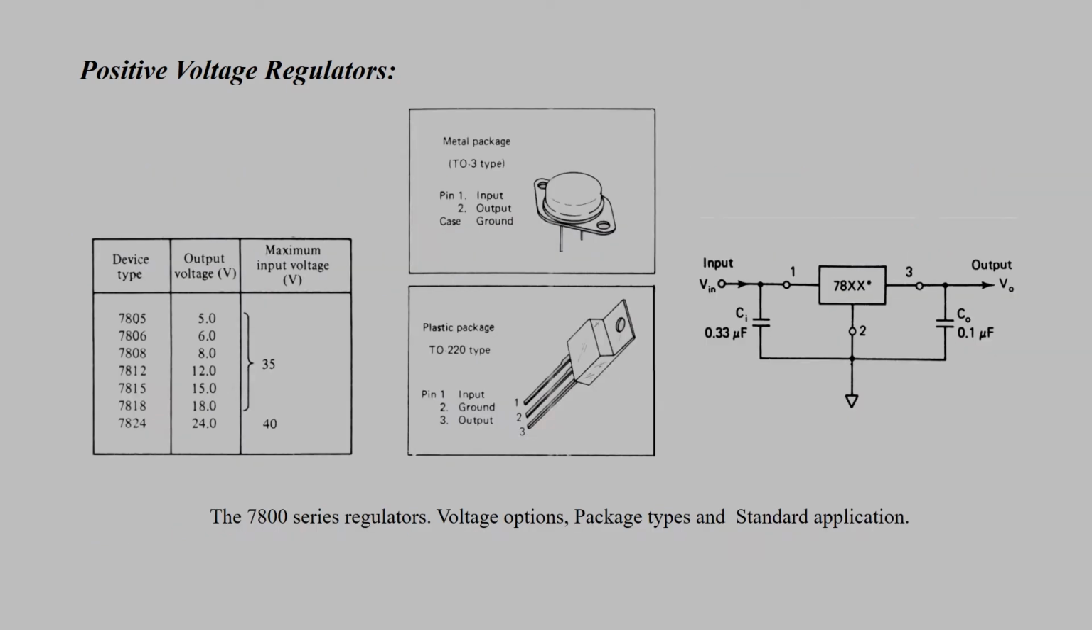So these are the positive voltage regulators which we already discussed. This is the metal package and this is the plastic package. Pin number 1 is input, 2 is output and the case is ground for a metal package. For a plastic package, pin number 1 is input, 2 is ground and 3 is output.